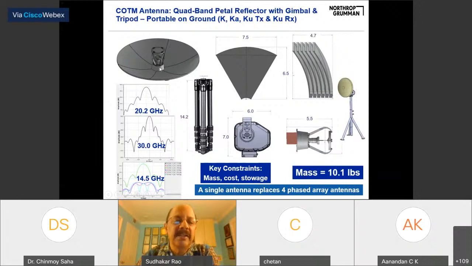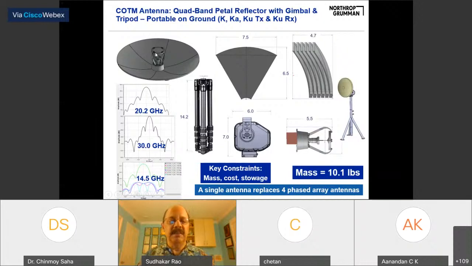These 6 petals are actually screwed to the common base of the reflector in the battlefield, and when it's not in use, they're stored in a small suitcase like this. So you can see the center geometry, and then the feed is the crux of the problem. So we use a dual reflector system with a subreflector, so that the feed is very close to the vertex of the feed, and everything is compact.